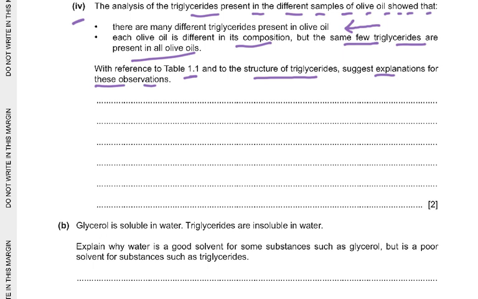Now, it's a very basic question. It's only for 2 marks, and you have to be very sensible in answering this question. Each triglyceride has 3 fatty acids. Fatty acids can be saturated or unsaturated. Fatty acids can have different lengths. Number of carbon atoms can be different.